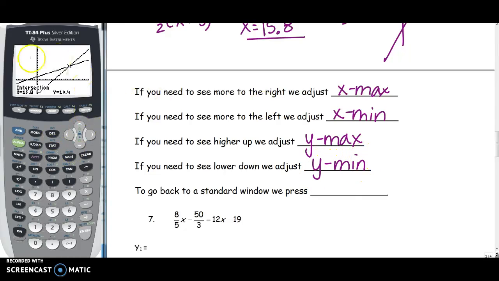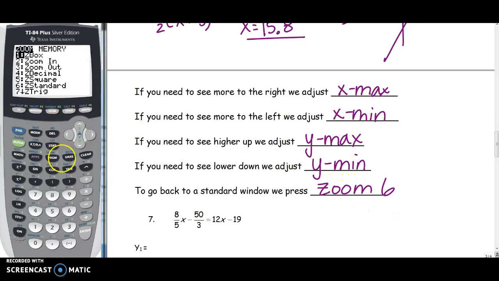Now, every time you change your screen, sometimes you're going to need to see more of the left-hand side or the bottom part. We should always reset it to that standard window. And the standard window, remember, we hit zoom 6. So let's do that now, zoom 6. Since we've already found our intersection, we don't need this. We'll just have it set for our next problem.